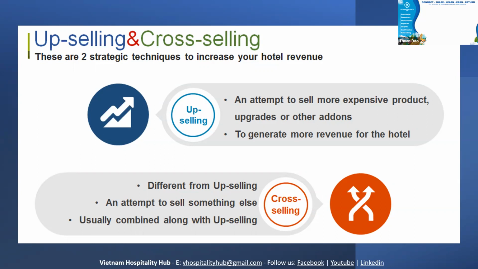So upselling and cross-selling are two strategic techniques that can increase your revenue, all right? Upselling is when you attempt to sell a more expensive product, an upgrade. Like you sell the superior room, the entry room, to the guests, and now you try to upgrade them into the next room category. Or you can sell an add-on to generate more revenue.